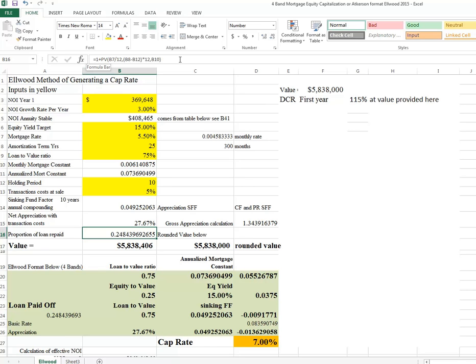And that return is going to be received, in this case, at the end of 10 years. Of course, it might be received earlier if they refinance, and maybe I should use a shorter holding period if that was going to be more typical. Let me show you how I use these calculations then.